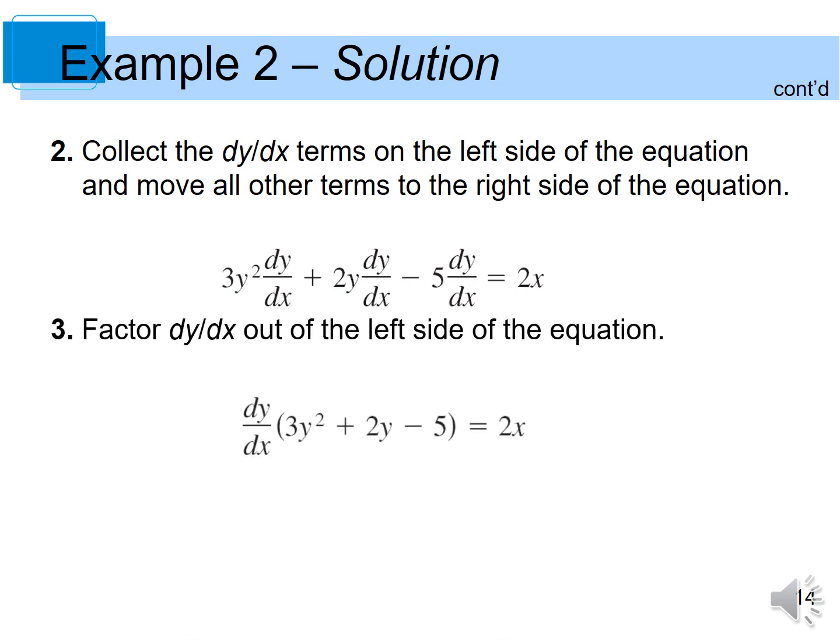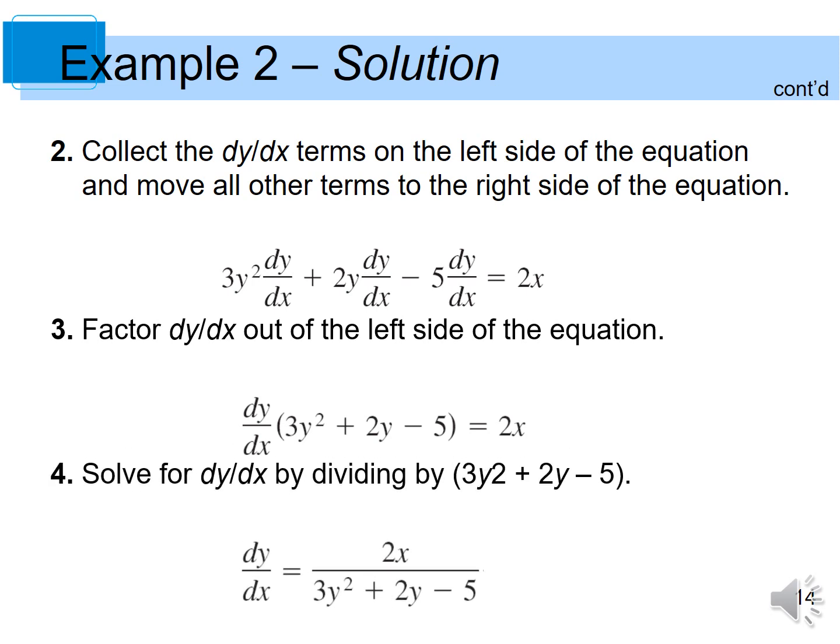Third step, factorize dy/dx out. And the last step, we solve for dy/dx. Meaning that we move 3y squared plus 2y minus y to the right side, or we say the whole equation is divided by 3y squared plus 2y minus y. Then we obtain dy/dx.